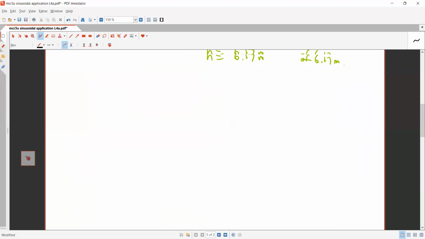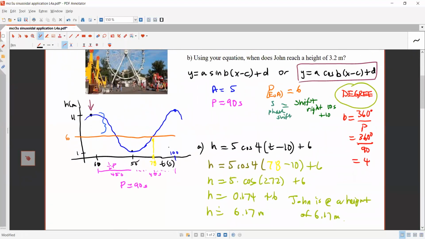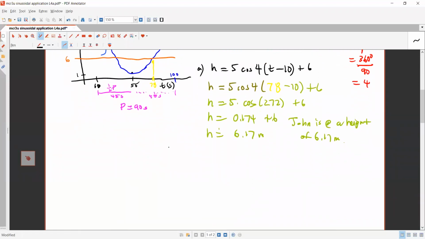Okay. But notice the second part of the question that I'm asking, let's just pause up again. Using your equation, when does John reach a height of 3.2 meters? So this is not t or x. 3.2 meters is the height or the y value. So let's just take a quick peek on how to do this. Again, make sure your calculator is in degrees. And I'll show you how to do this one.